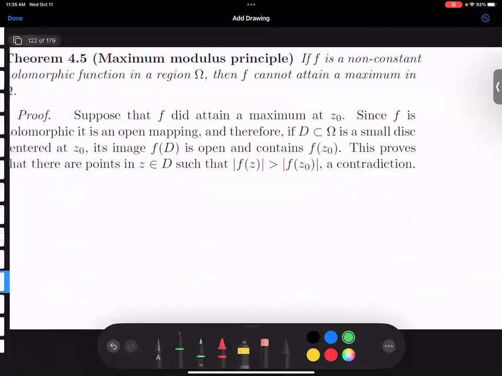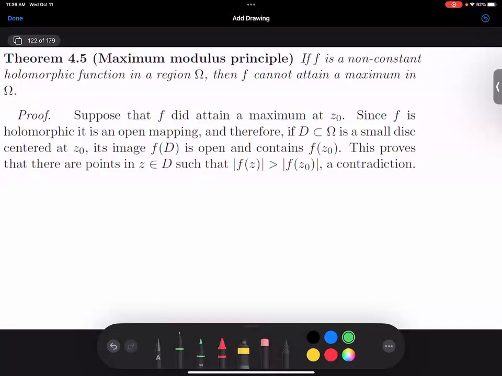Okay, so the next one is the maximum modulus principle. If f is non-constant, holomorphic in a region omega, then f cannot attain a maximum in omega. Do you think it could attain its minimum in absolute value? Yeah, can you give me an example? f of z equals z squared. Give me something even easier than z squared. z, right? But look at f of z equals z on a disk centered at the origin. It attains its minimum in absolute value.